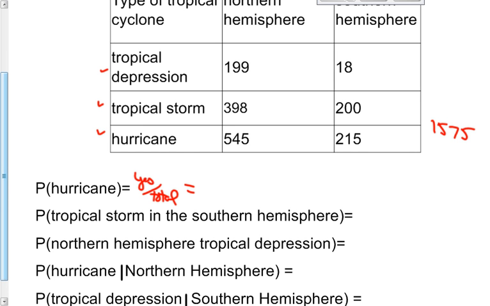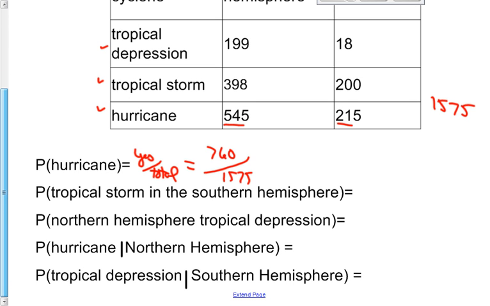So now for my hurricane, out of my total, I have two of them, northern hemisphere and southern hemisphere. I just need to add those two numbers together to come up with my hurricane answer, and then it'll be over my total. So this added together is 760 over 1575. And then you would be asked to reduce that. We're just going to move on to the next one.